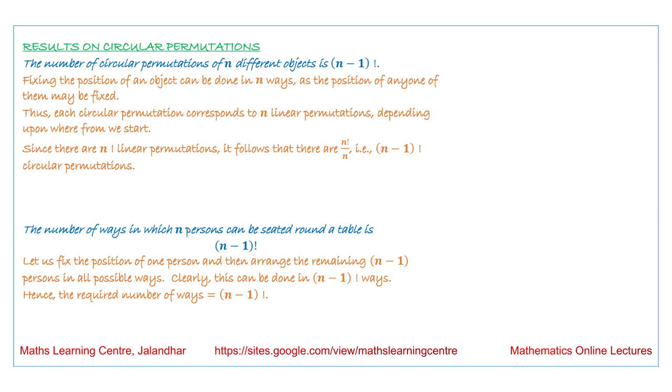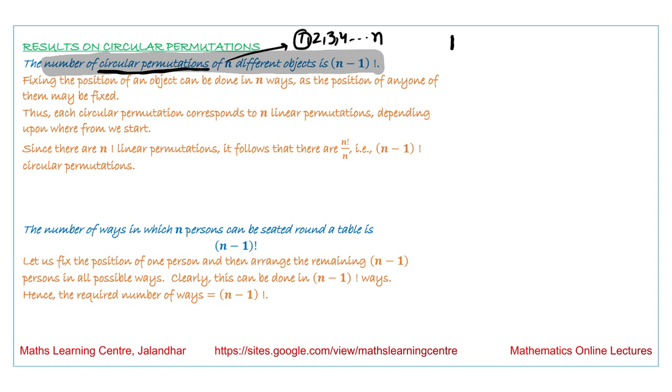Next, we have results on circular permutations. The first result is that the number of circular permutations of n different objects is (n minus 1) factorial. Suppose we have n objects, 1, 2, 3, 4, so on up to n. We want to find the number of circular permutations, so in place of circular permutations, I am writing all the permutations. Suppose I fix this 1 at the first place, then we will have permutations of 2, 3, 4, so on up to n.